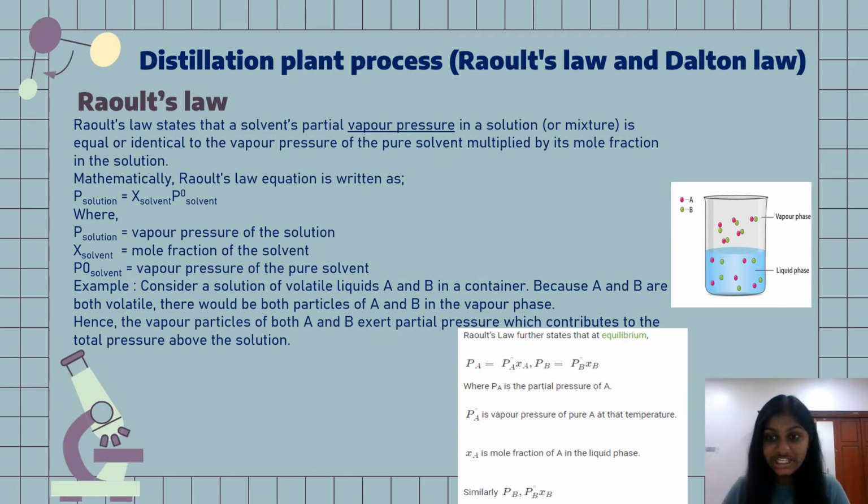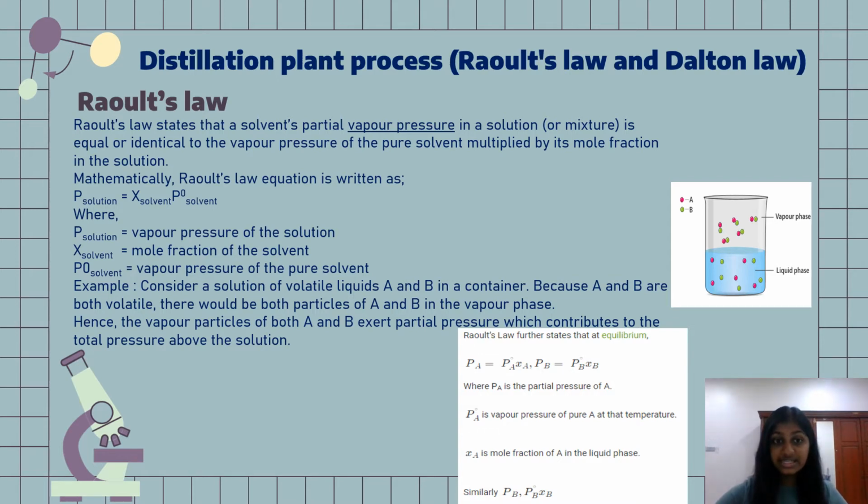In addition, now I'm going to explain the distillation plant process, which involves Raoult's law and Dalton's law. Raoult's law states that the solvent's partial vapor pressure in a solution or mixture is equal to the vapor pressure of the pure solvent multiplied by its mole fraction in the solution. Mathematically, Raoult's law equation is written as in the slide I gave.